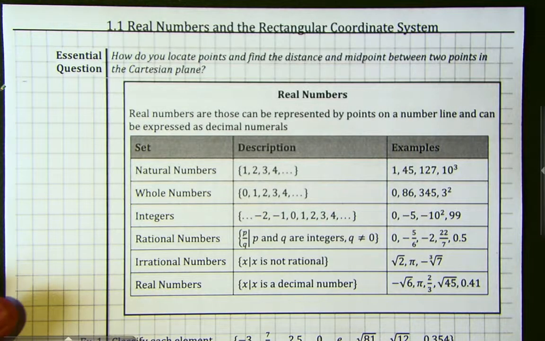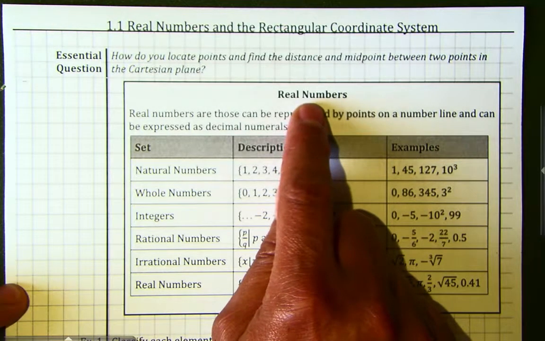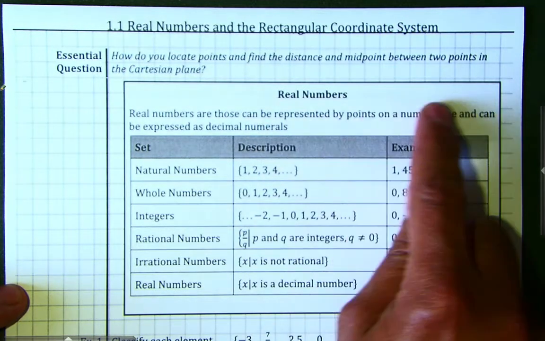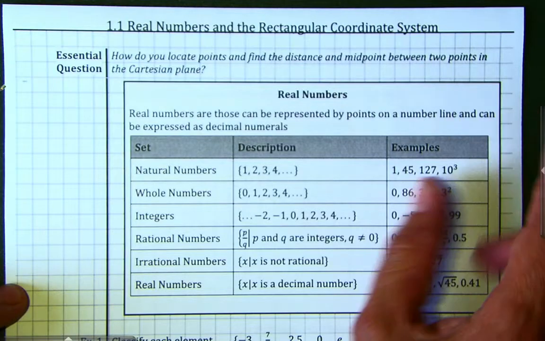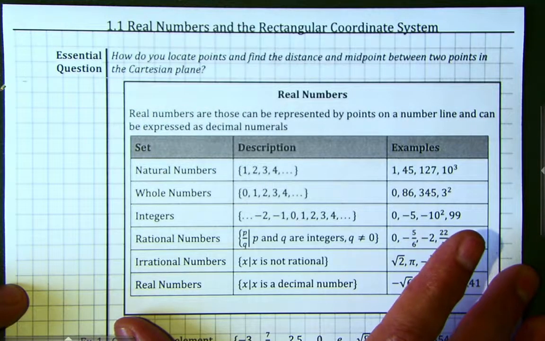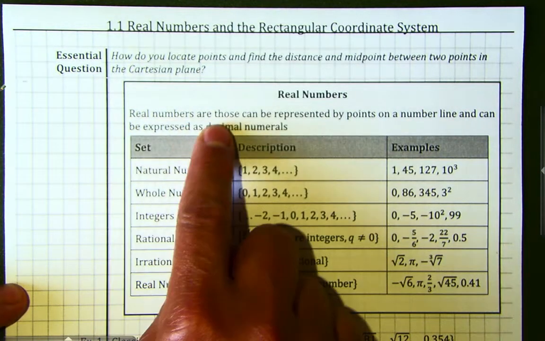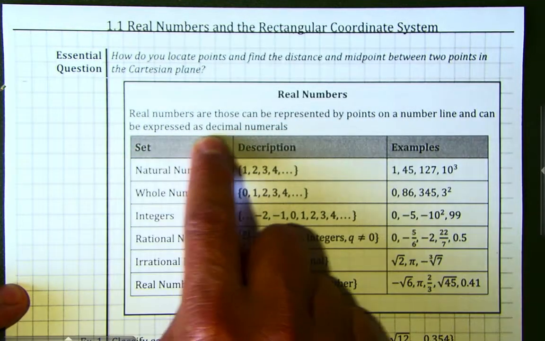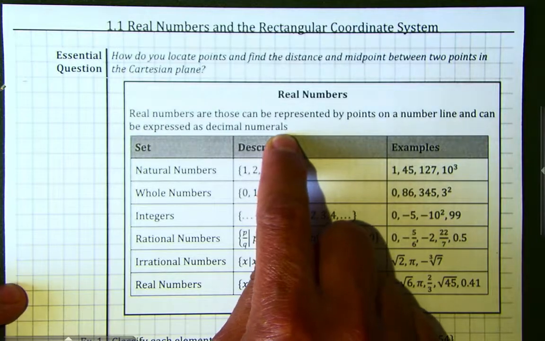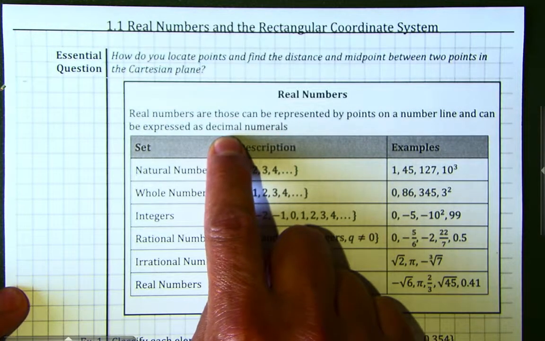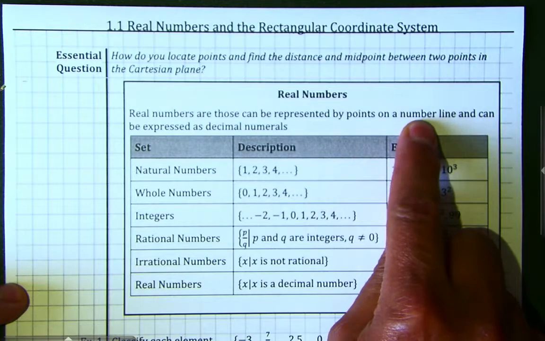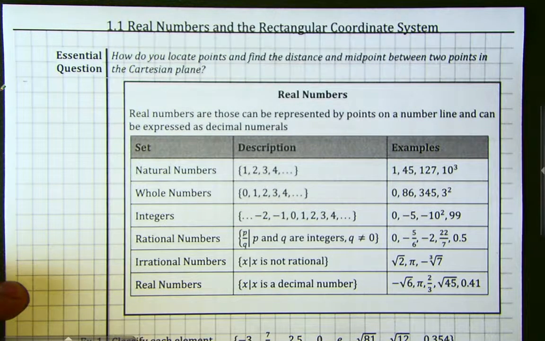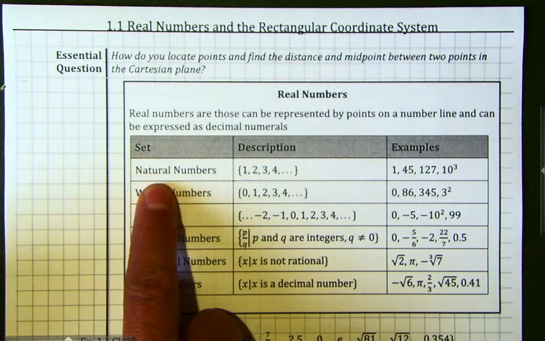So in this case, real numbers. All numbers are either real numbers or non-real numbers. Today we're going to concentrate on the real numbers. Real numbers are those that can be represented by points on a number line and can be expressed as decimal numerals. So anything that can be expressed as a decimal numeral or can be placed on a number line is considered a real number. First, let's look at the natural numbers.